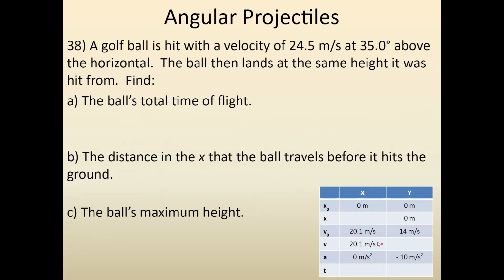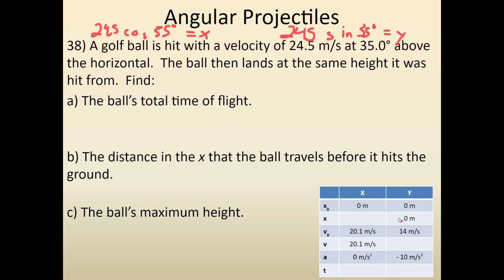So let's see. This is what my chart will end up looking like. Again, the very first thing before I even start making the chart is break this up into components. So we do 24.5 sine of 35 in order to find the y component, and 24.5 cosine of 35 degrees to find the x component. But once I have that, then it's pretty straightforward from here.